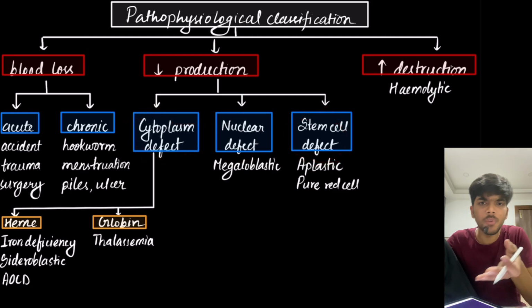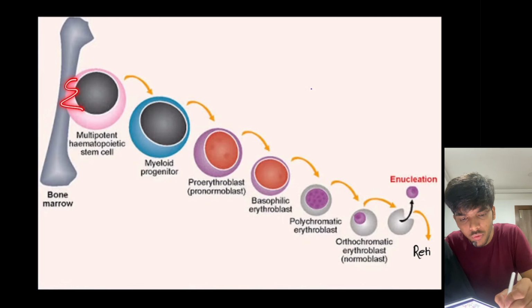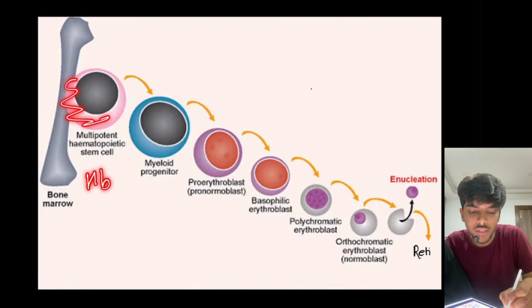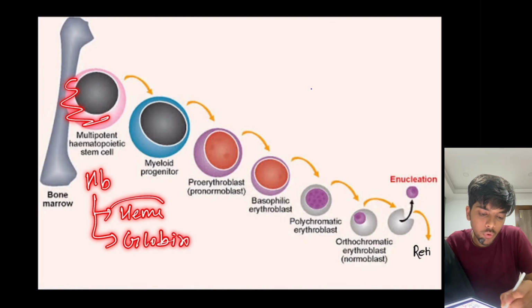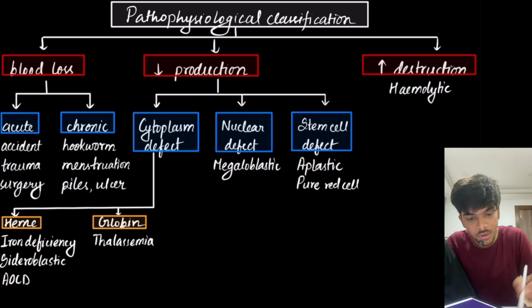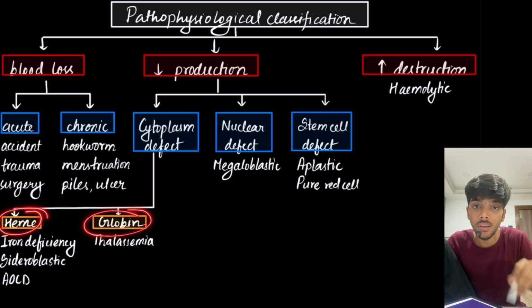What is the cytoplasm composed of? Hemoglobin is present. Hemoglobin contains two parts, heme and globin. So the defect can be either in heme or in globin. The cytoplasm contains hemoglobin, hemoglobin contains two parts, heme and globin, and the defect can be either in heme or in globin.